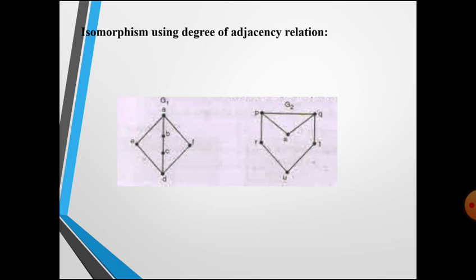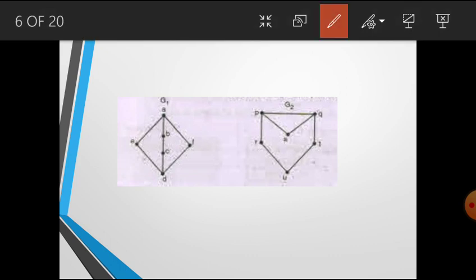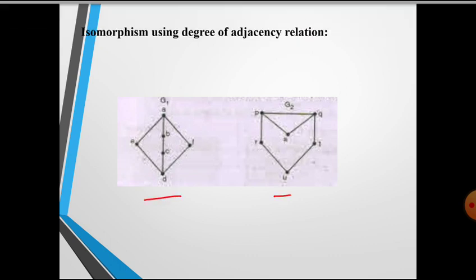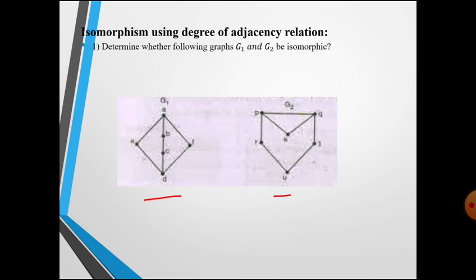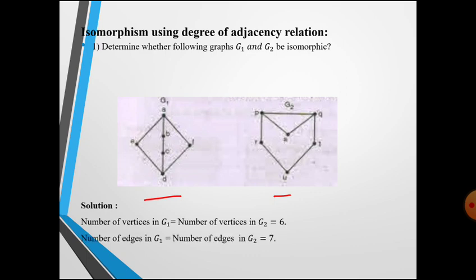For that purpose, we construct a table for each graph, and we verify whether such an adjacency relation exists or not. Consider the two graphs G1 and G2. This is graph G1, this is G2. Now, to check the isomorphism between G1 and G2, we construct the adjacency table for G1 and G2. Before that, we first count the number of vertices in G1 and G2. The number of edges in G1 and G2 are both the same. Therefore, for the one-to-one correspondence, we construct a table for G1 and the same for G2.